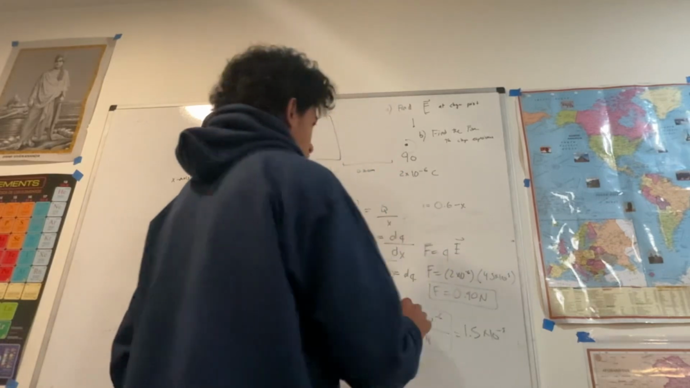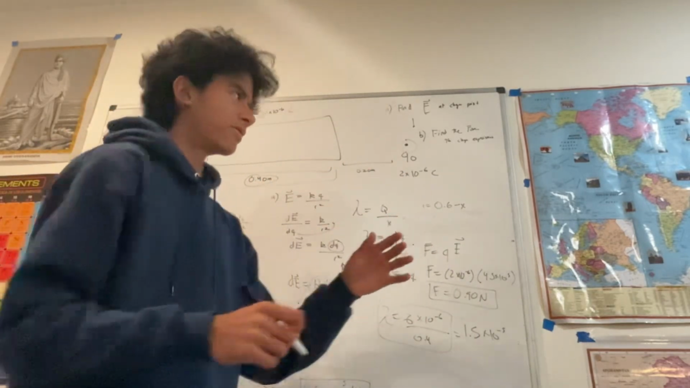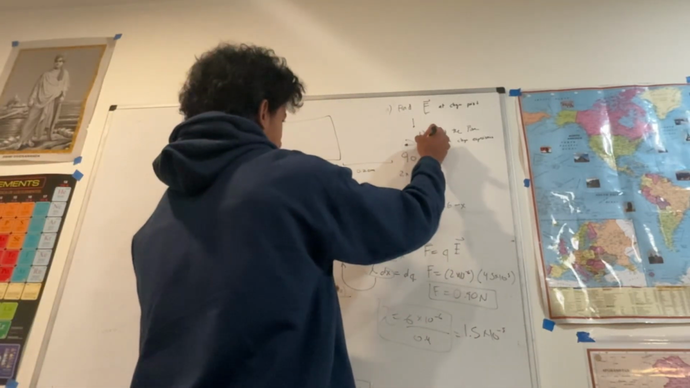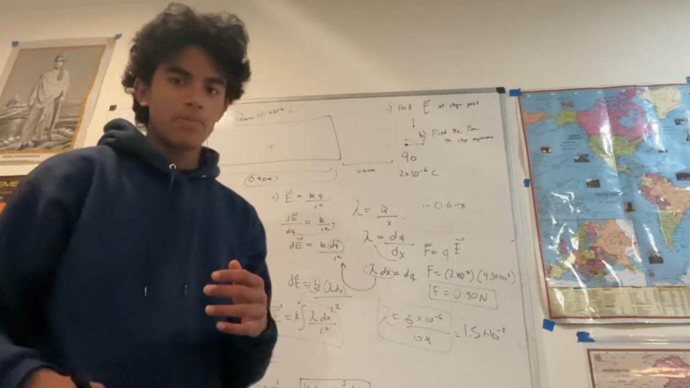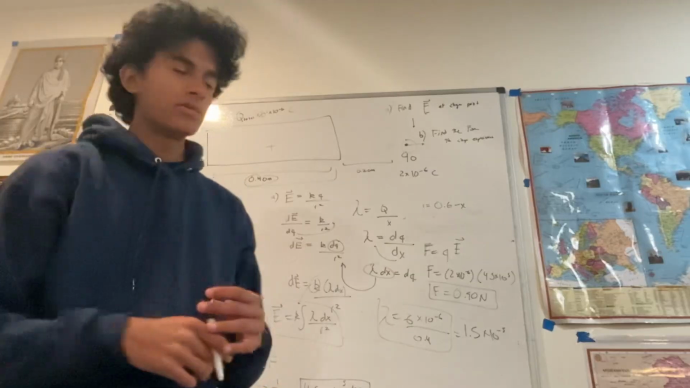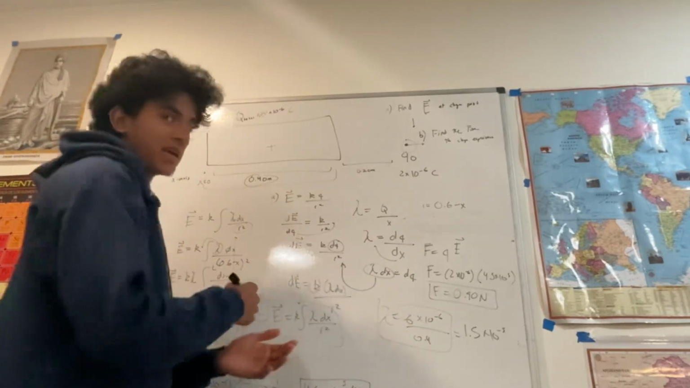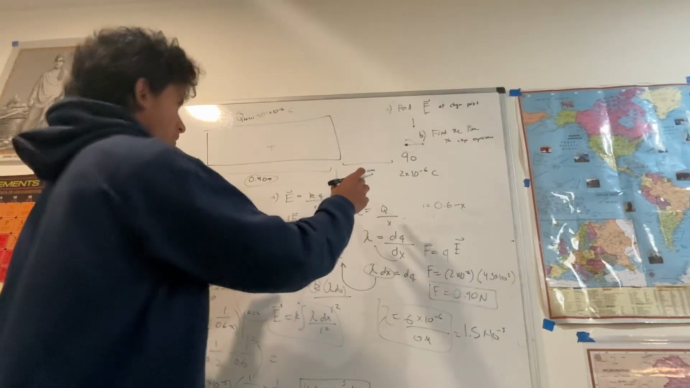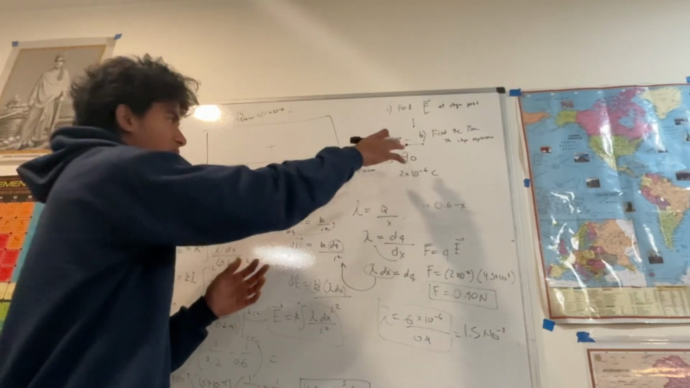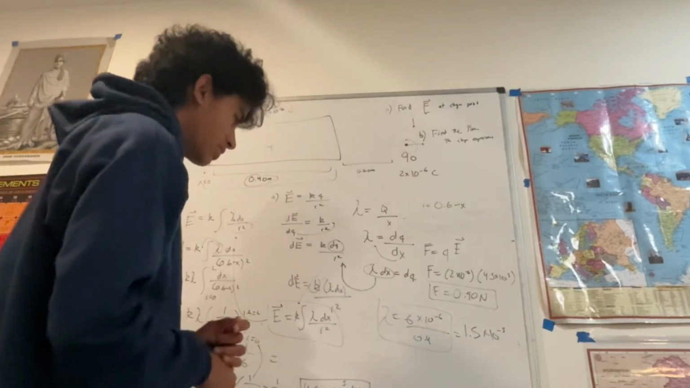So that makes sense, right? This charge, because it's positive, is going to be experiencing a force to the right, which makes sense because the rod is also positively charged. So we know that like charges repel, so that makes sense. If our force was negative, we would have done something wrong. It should be positive because the rod is positive and the test charge is also positive. So yeah, that's pretty much it.